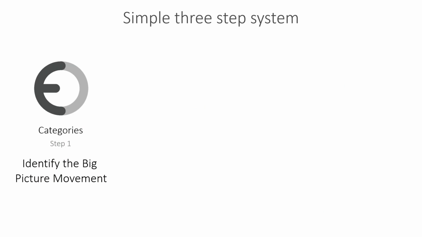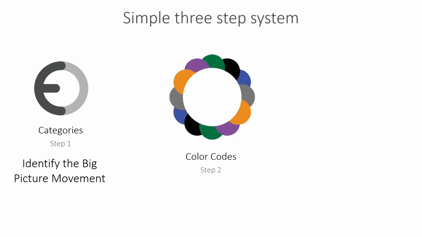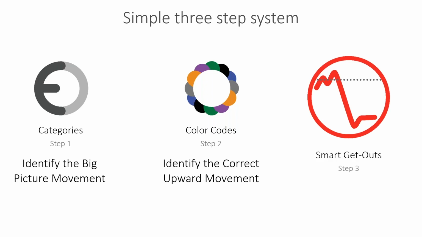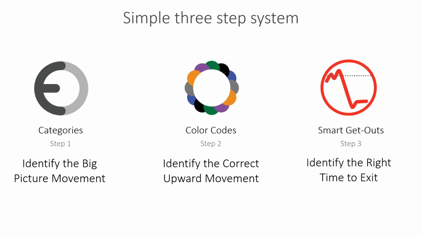If price is likely to trend up, then we move on to color codes, step 2. We identify the correct upward movement. Is price going to move up for the long term, the short term, or is it going to be a rebound movement, also known as a swing trade? Once we've identified which upward movement price is going to make, then we move on to smart get outs, step 3. We're going to identify the right time to exit. Knowing when to enter a trade is important, but remember, getting out at the right time is what actually makes you the money. So before we go in, we identify our exit strategy.